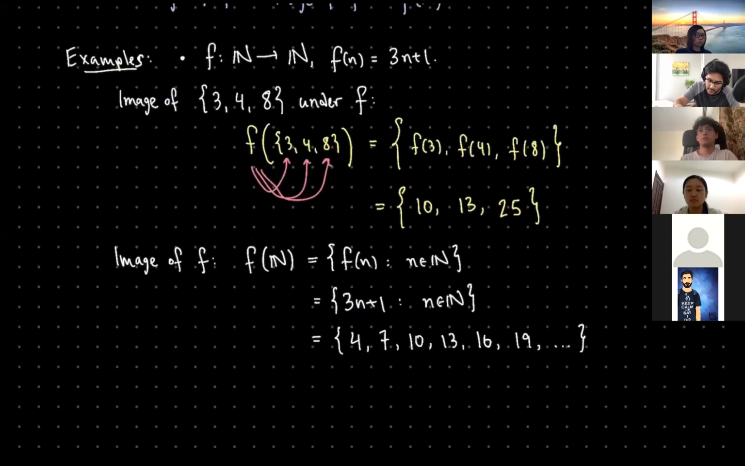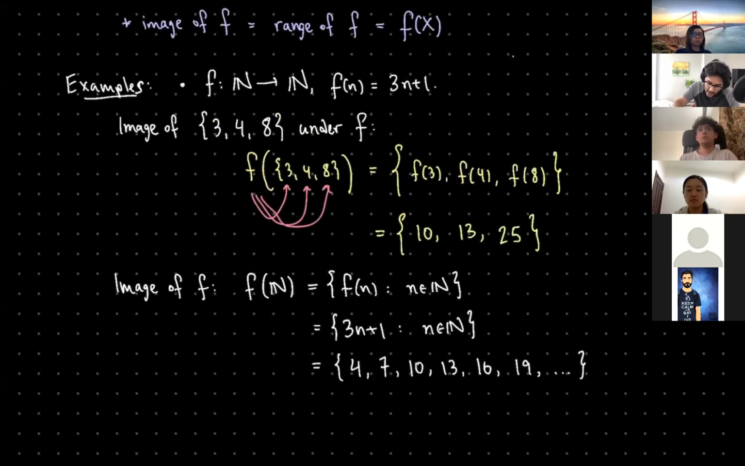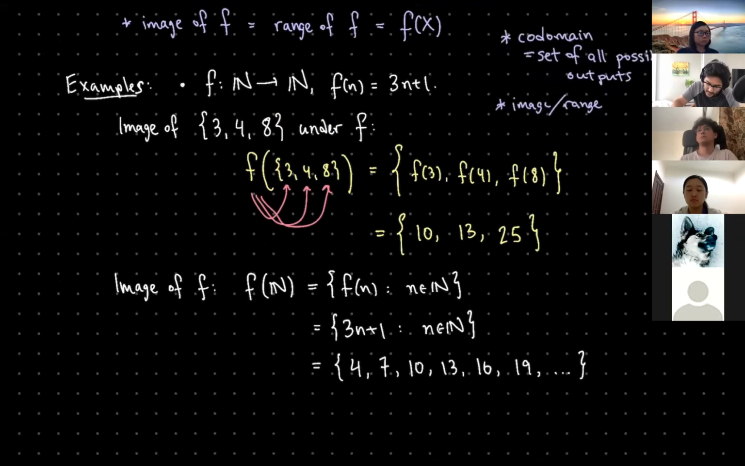The way I would say it in words is, let me say something because it can be confusing. Codomain is the set of all possible outputs, and you don't know which outputs are actually achievable though. Those are the image. The image or range, let's say, is the set of all achievable outputs. This is what I would say the difference is.